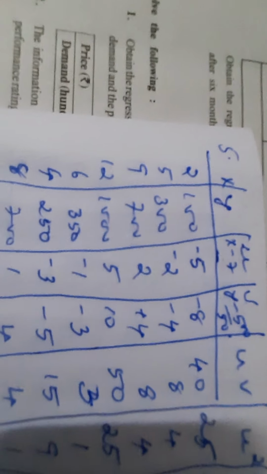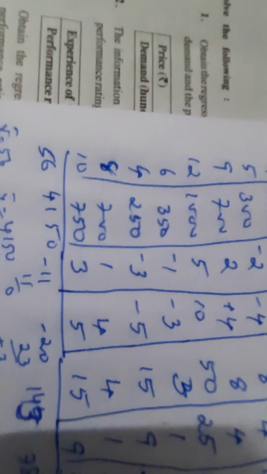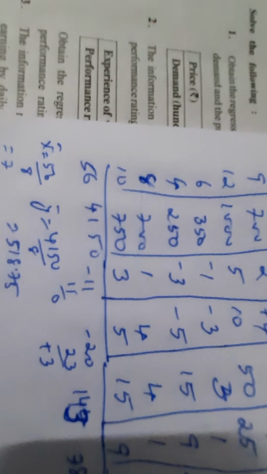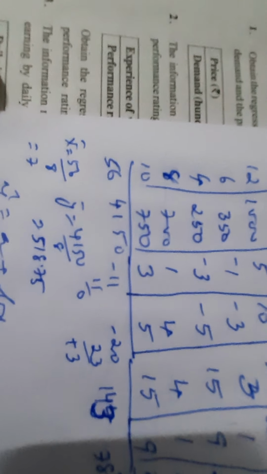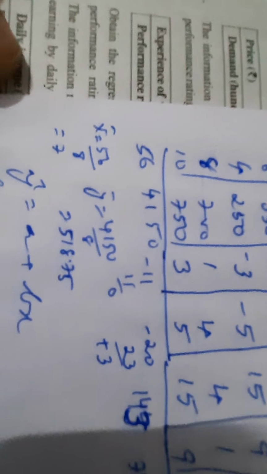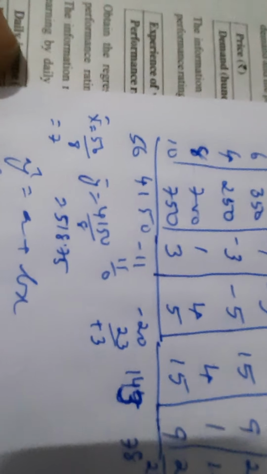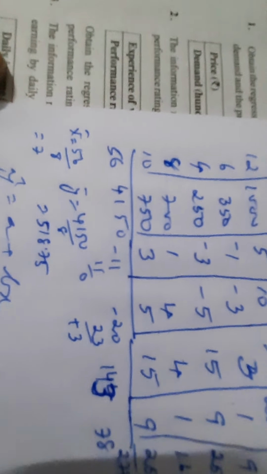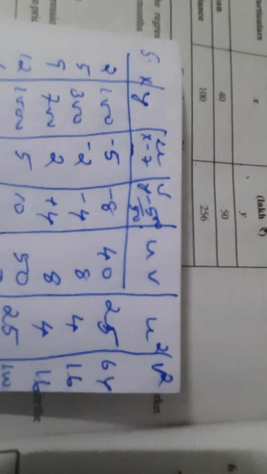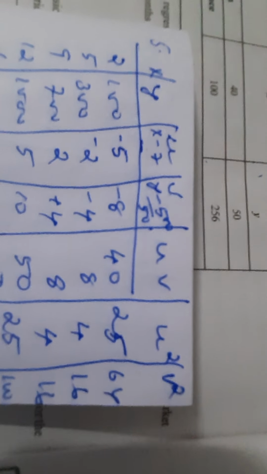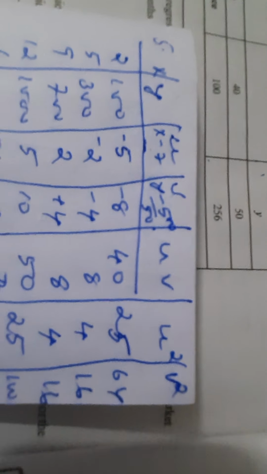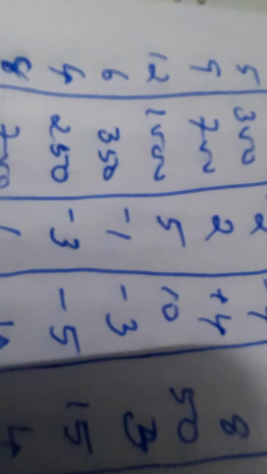Here we write x and y first, and then get the x bar and y bar calculations done. X bar is 7 and y bar is 518.75. So y bar is not an integer, and therefore we have to apply the UV method. U is equal to x minus 7 and v is equal to y minus 500 upon 50. To simplify the figures, we are doing that.